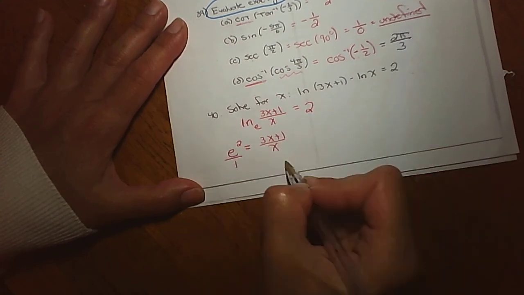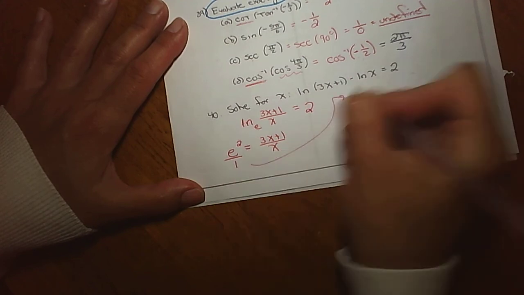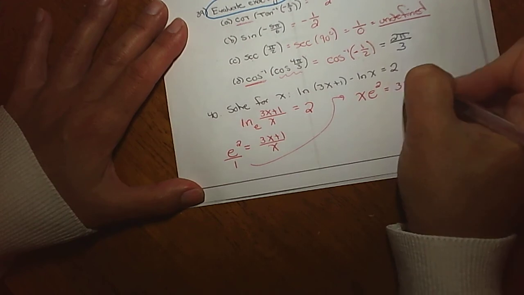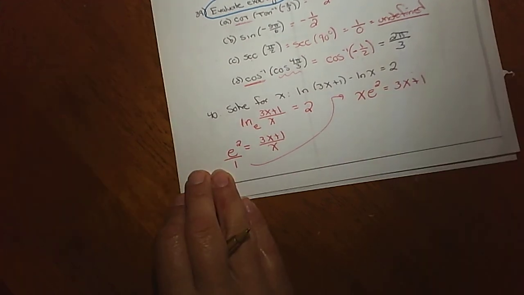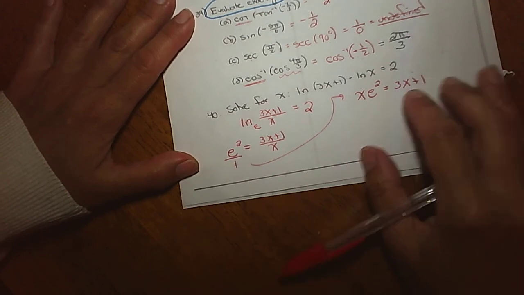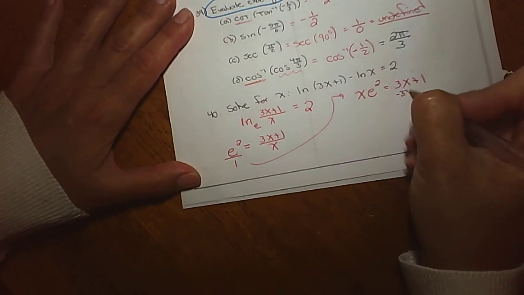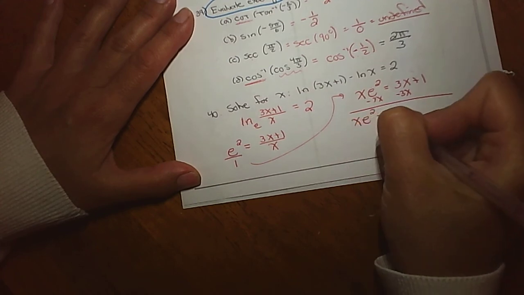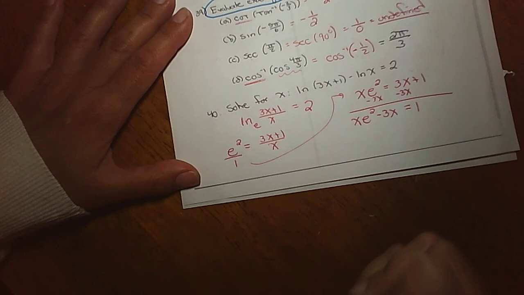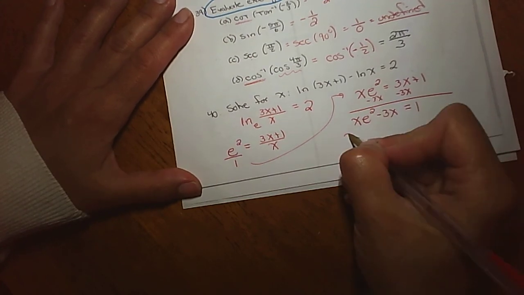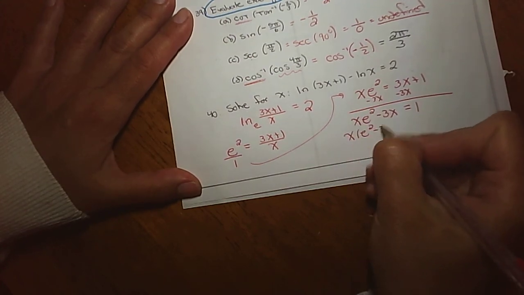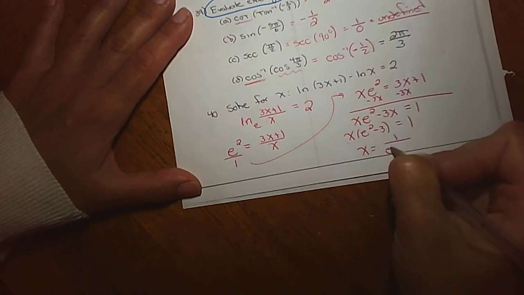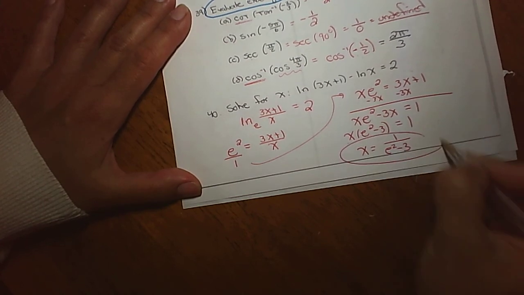It's over 1, and cross multiply. So let me bring it up here. It becomes x e squared equals 3x plus 1. Now, we are solving for x, which means I need to get all the x's together. So I get x e squared minus 3x equals 1. I did that on purpose because now I can factor out an x, and then divide by that. And that would be the answer to the question.